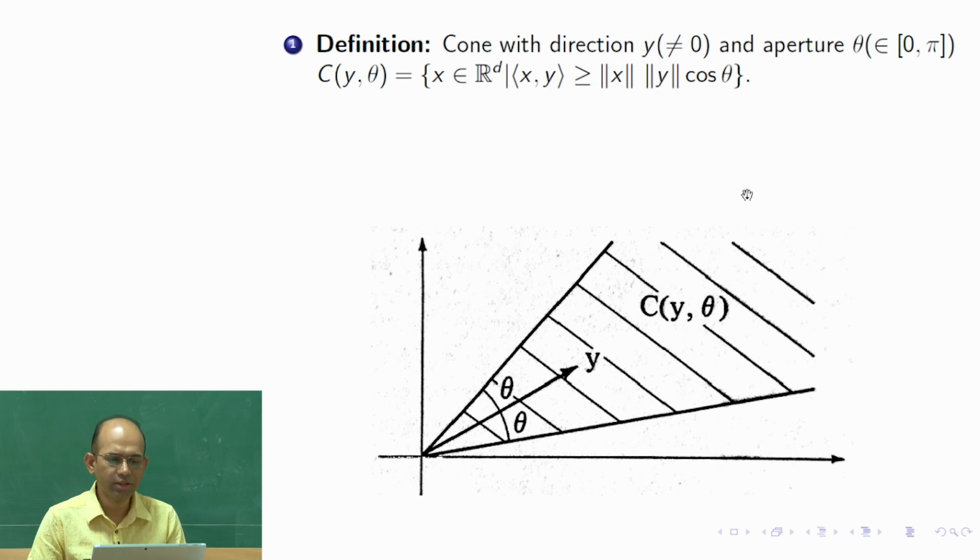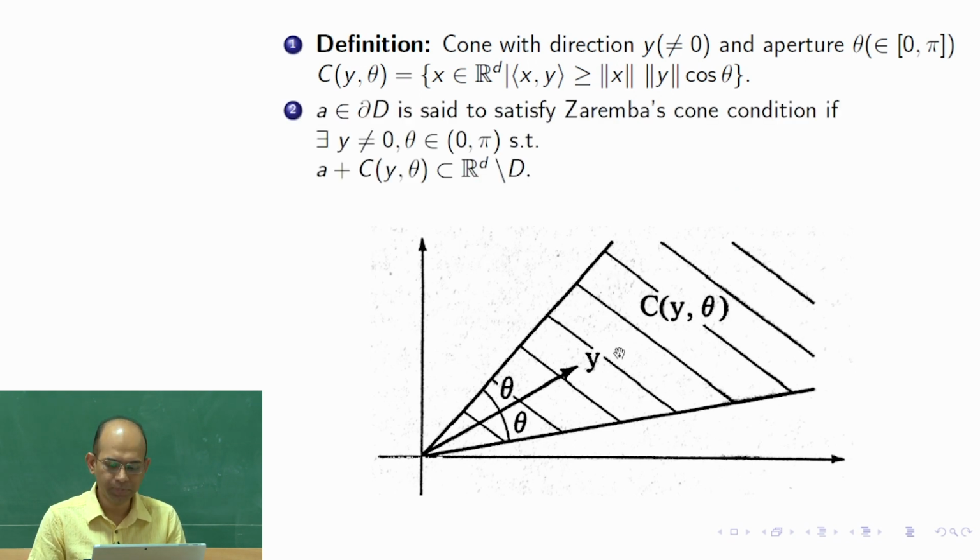Okay. So, here this is the definition of cone. So, this is of direction y, and then we have visited what is the Zaremba's cone condition. Zaremba's cone condition is in this slide. Imagine that your point A is on the boundary of the domain such that you can attach a cone like this, so that the entirety of the cone is outside the domain. That A plus cone of y, theta is the cone, starting from say 0 as the vertex here, and A plus the cone would be the cone attached at point A, would be a subset of R^d minus D. Entirety of this should be on the complement.